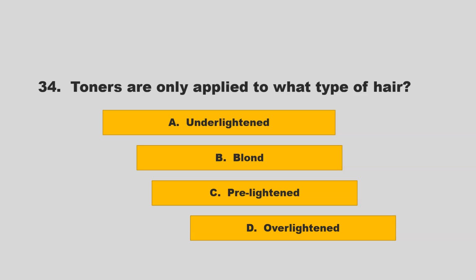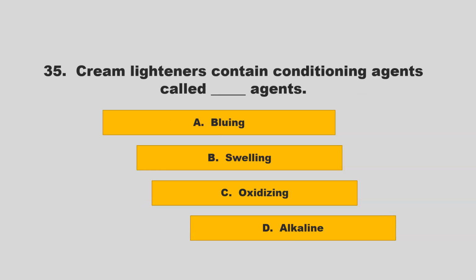Toners are only applied to what type of hair? Is it underlightened, blonde, pre-lightened, or overlightened? If you chose C, pre-lightened, you are correct.